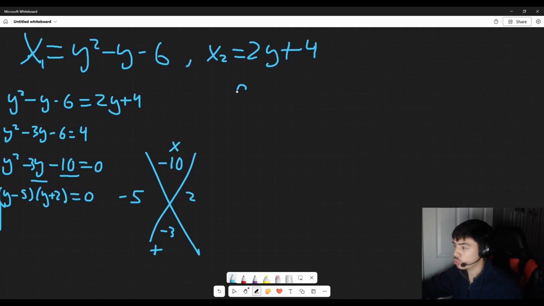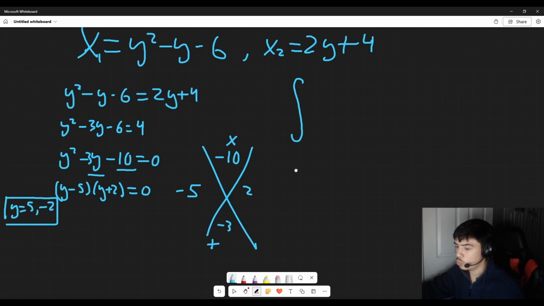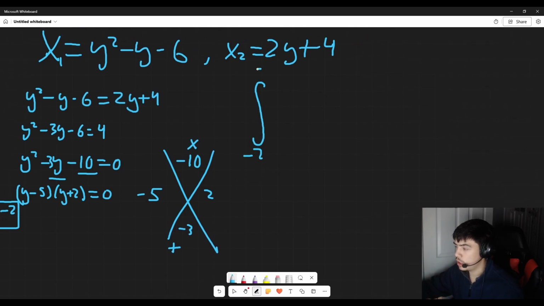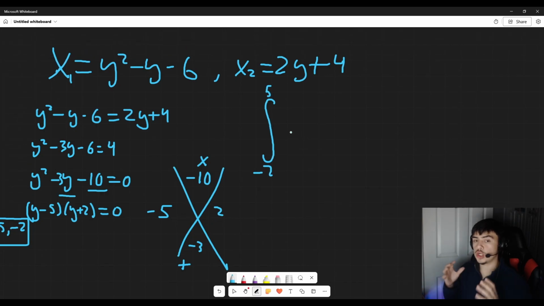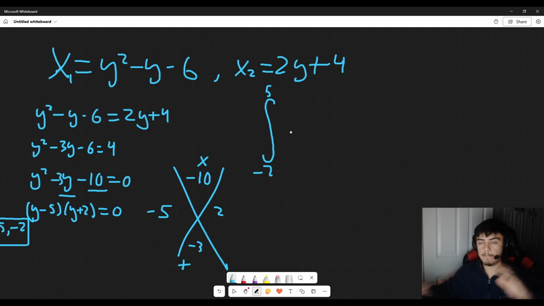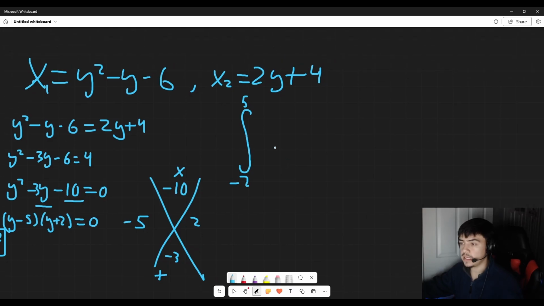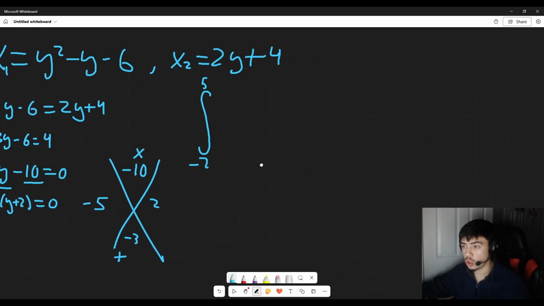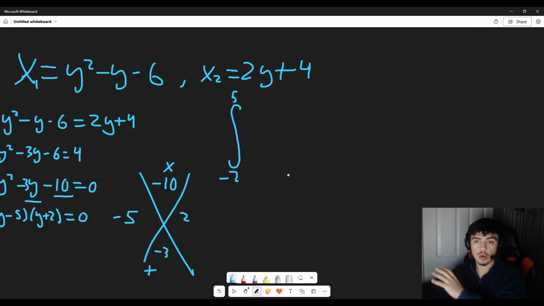So setting up our integral, we have our bounds from negative 2 to 5. And remember what I said earlier, when we're doing functions of y, it's our right curve minus the left curve. In here, we don't have this drawn out, so in order to find out what's the right curve or the greater curve, we just need to plug in some value between our bounds into our functions and find out which produces a greater value.